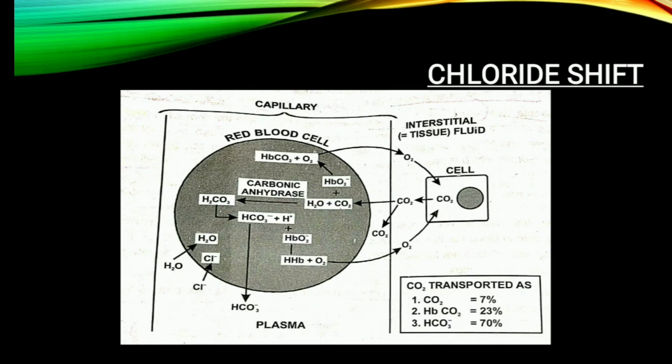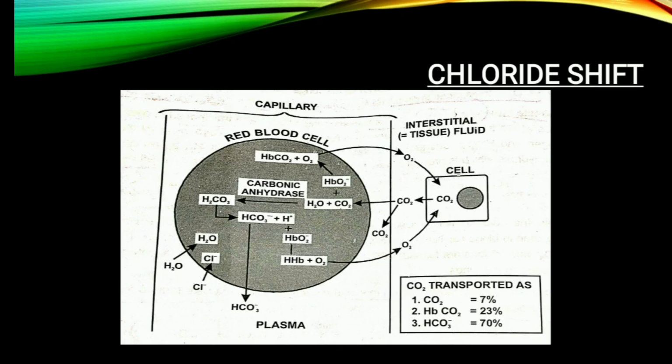Now, due to the increased acidity, this CO2 loses the power to combine with hemoglobin and form carbaminohemoglobin. So, the effect of oxyhemoglobin formation on carbon dioxide transport is called the Haldane effect. Simple, clear? The effect of oxyhemoglobin formation on carbon dioxide transport is basically called the Haldane effect. Hope this much is clear for you guys.